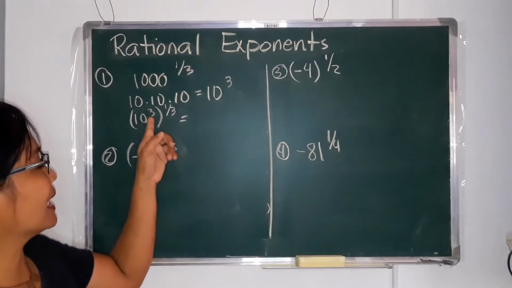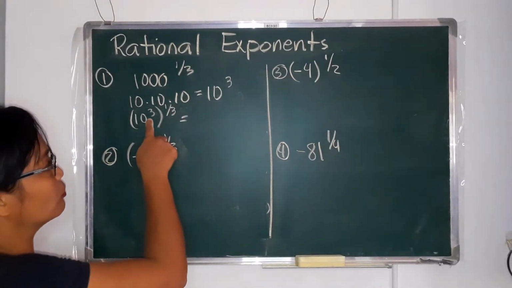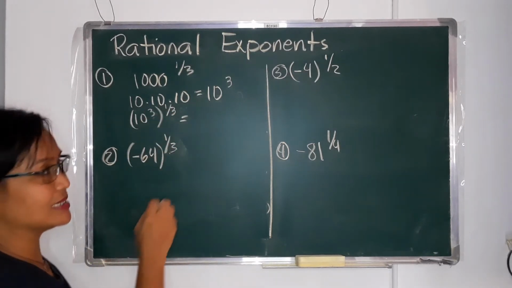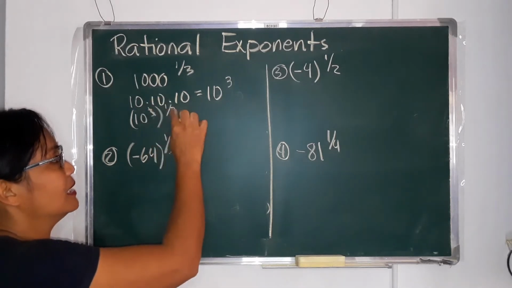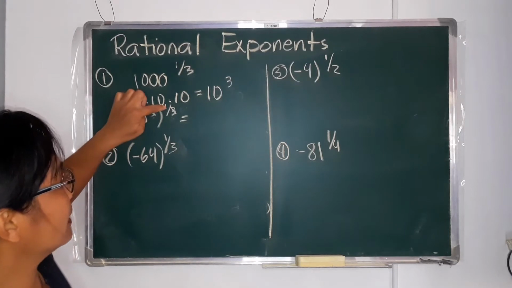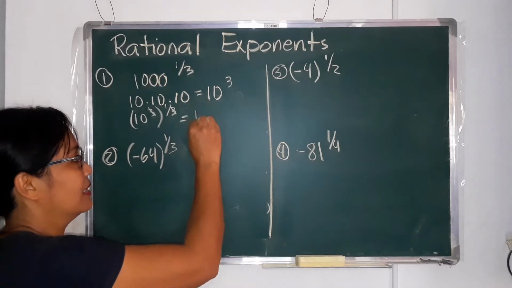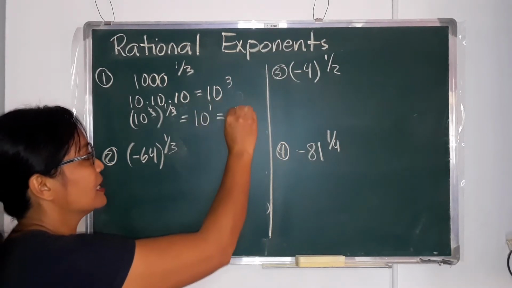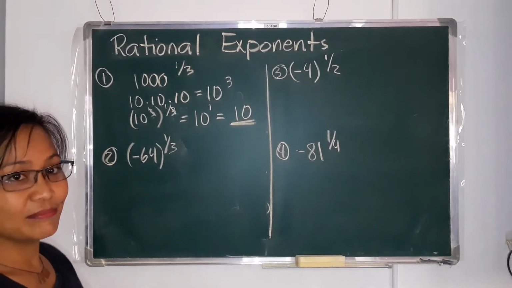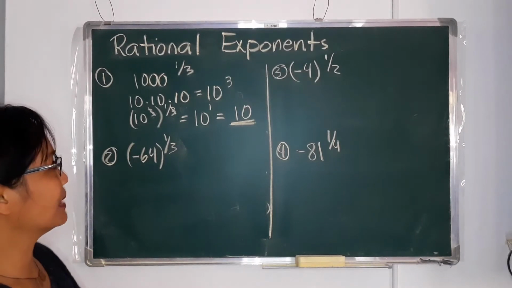But then, ang pag-cancel ng whole number at fraction, pwede siya. Kung whole number at saka denominator ay factorable, pwedeng mag-cancel na lang. So, 3 divided by 3, 1. The same thing. 3 divided by 3 is equal to 1. So, 1 times 1 is equal to 1. Divided by 1 is equal to 1. Therefore, we have 10 raised to 1 or simply 10. So, eto na ang ating sagot. Madali lang, di ba? Okay. So, more examples para mas maintindihan pa ninyo.